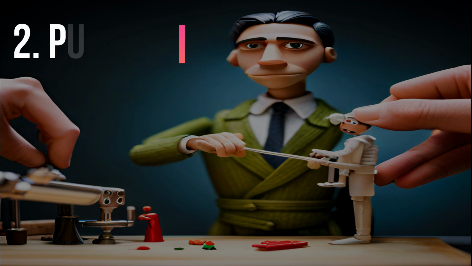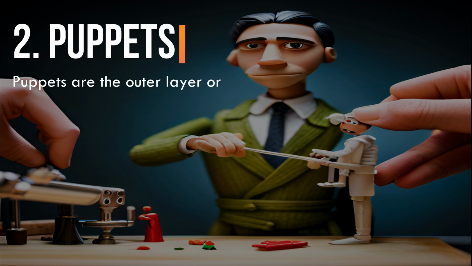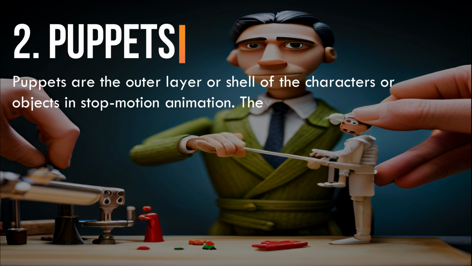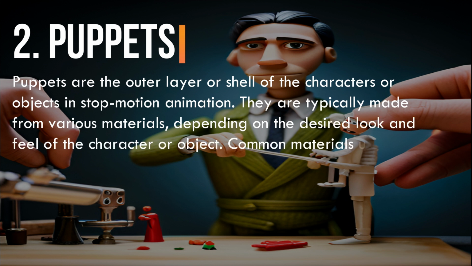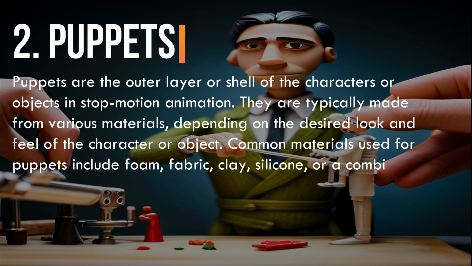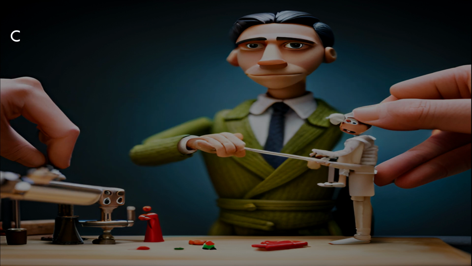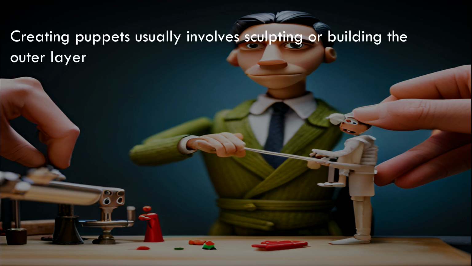2. Puppets. Puppets are the outer layer or shell of the characters or objects in stop-motion animation. They are typically made from various materials, depending on the desired look and feel of the character or object. Common materials used for puppets include foam, fabric, clay, silicone, or a combination of different materials. Creating puppets usually involves sculpting or building the outer layer based on the design of the character or object.